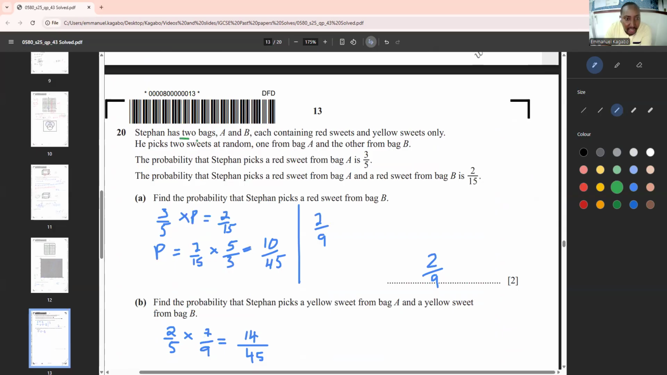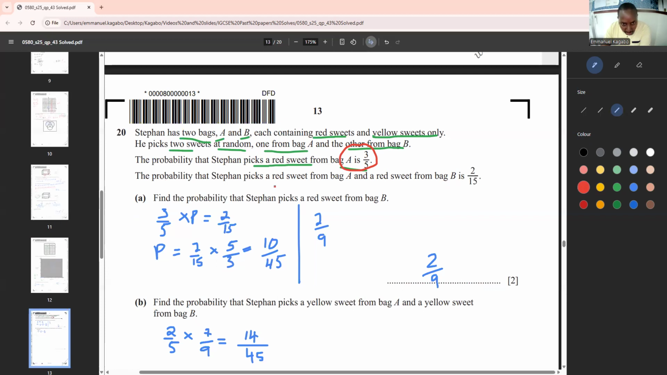Stefan has 2 bags, A and B, each containing red sweets and yellow sweets only. He picks 2 sweets at random, one from bag A and another from bag B. The probability Stefan picks a red sweet from bag A is this. You need to be careful with that. Okay, let me highlight that. This is the probability of picking a red sweet from bag A.